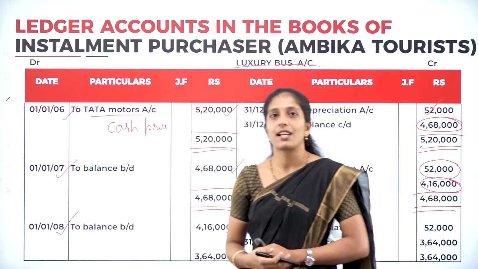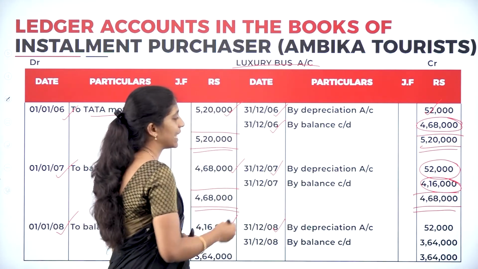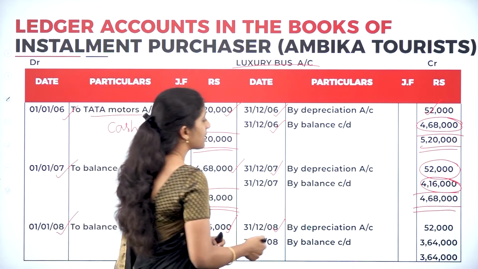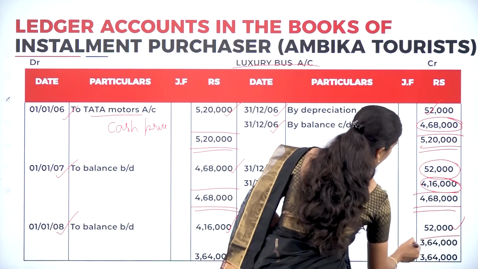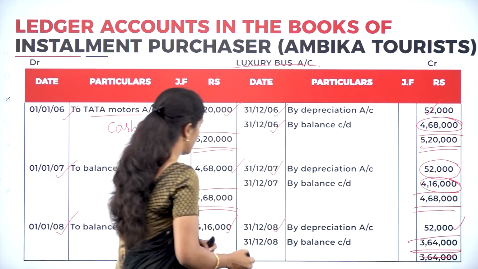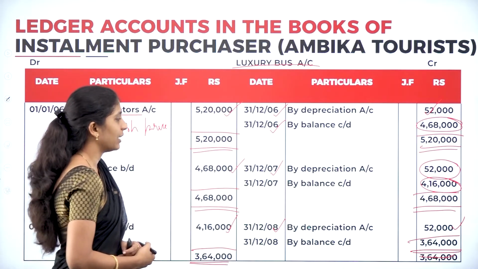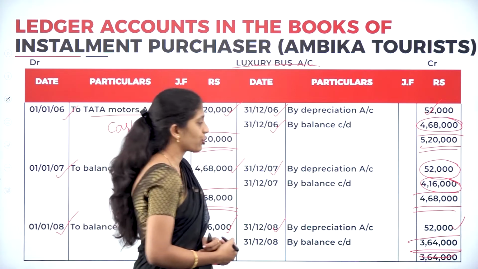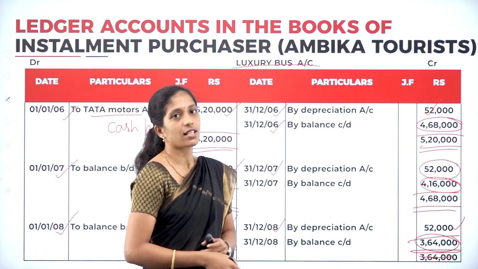Now come to the depreciation. 31/12/08, by depreciation account. As I told, depreciation remains the same, that is 52,000. Now you balance both sides, it is 3,64,000, and the balancing figure 3,64,000 has to be carried down to the next year.